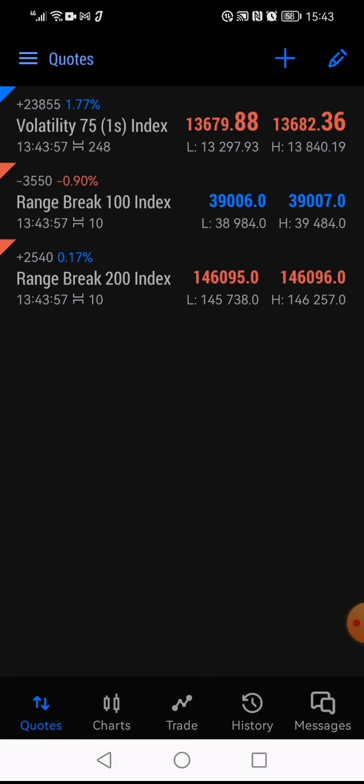So guys, what we do here is we're gonna be focusing on this Volatility 75 1s, Range Break 100, Range Break 200. These are the best three that I trade on Derive, guys. I don't trade anything else on Derive. I don't like how they move. I don't like them. I like these three. There's a reason why I like them, guys, and I'm gonna show you. About to find out why they are one of the best to trade.